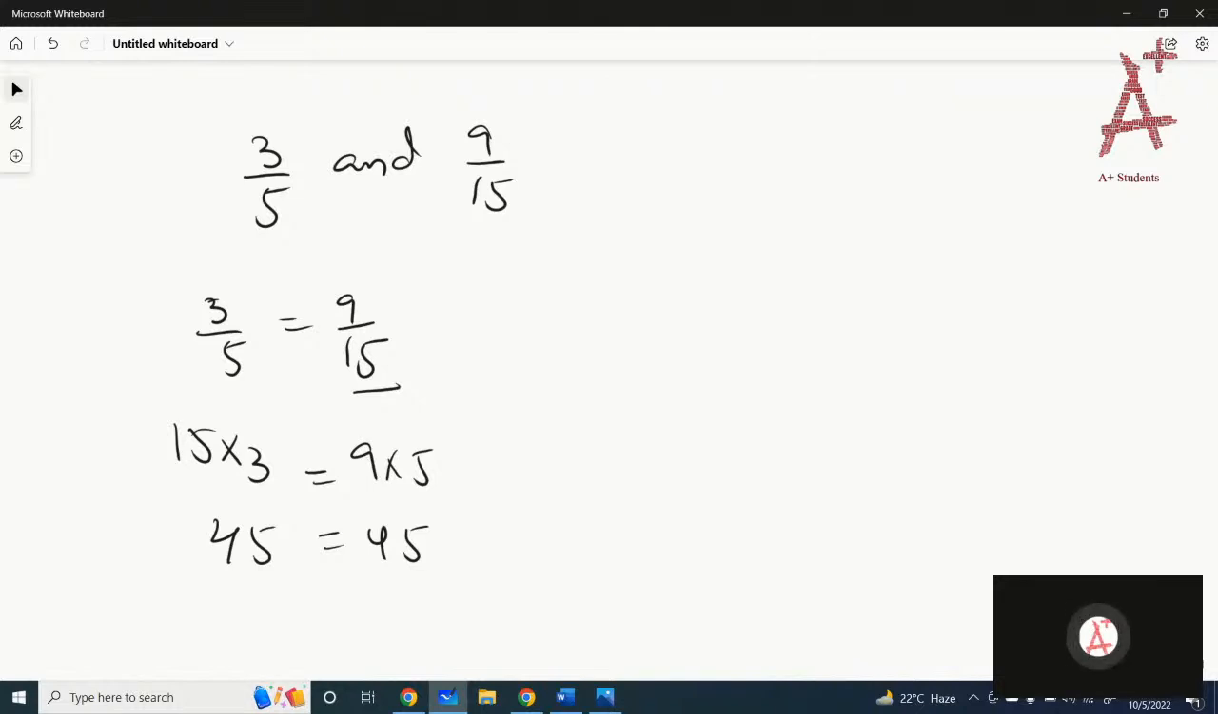Got it? So the next topic is unit rates and equivalent ratios.